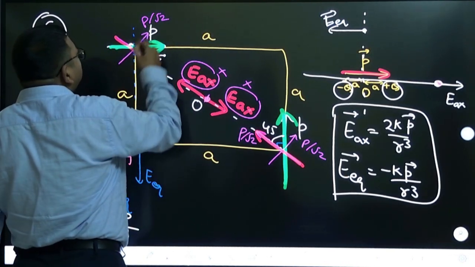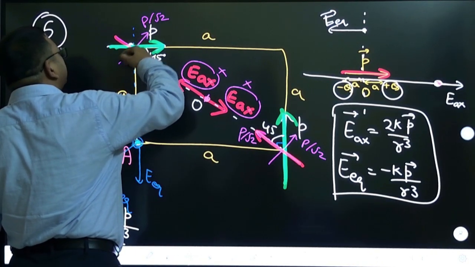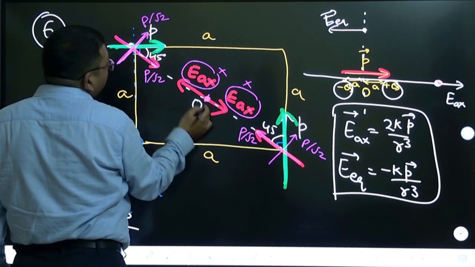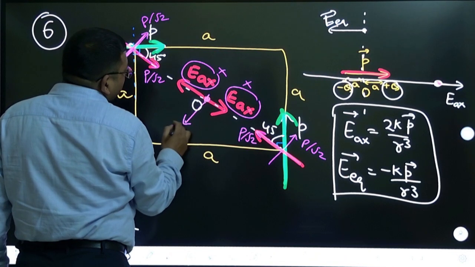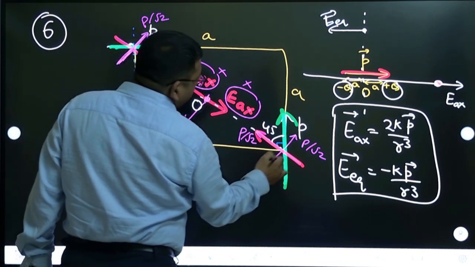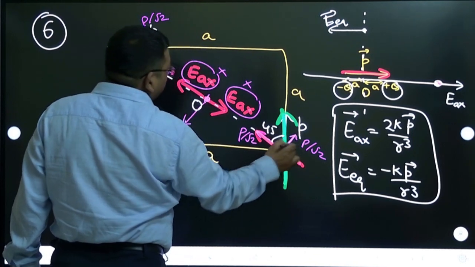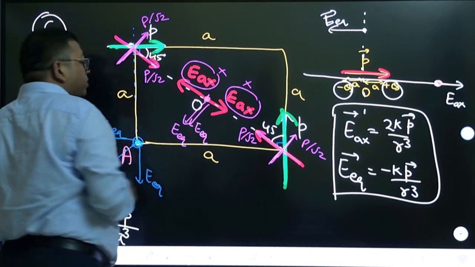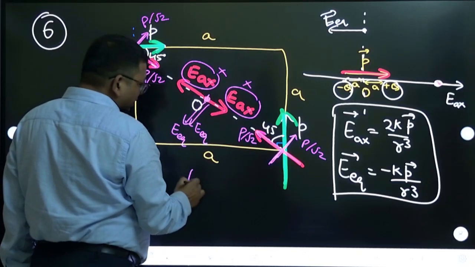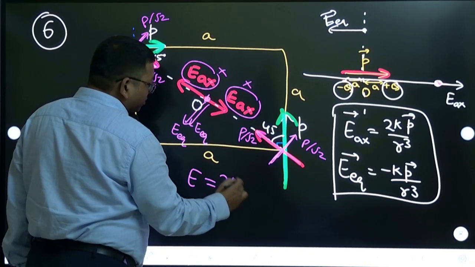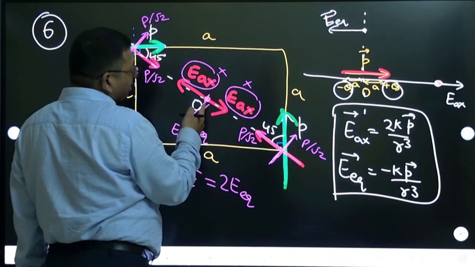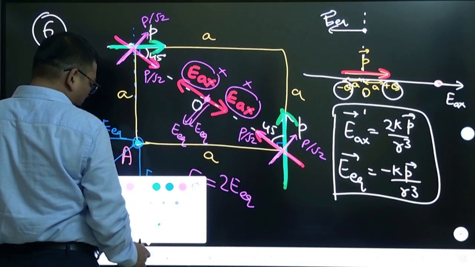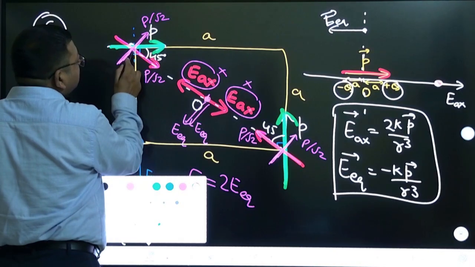Then you have to consider for this case this p by root 2. For this p by root 2 and this p by root 2, here this point is an equatorial point and it will come in this direction, equatorial. Similarly for this one, this is again equatorial, so again this will come equatorial. So two equatorial fields will come, so the resultant field there will be 2 times equatorial. But remember, you need to know the distance here. This distance you have to first calculate. How much is this distance?